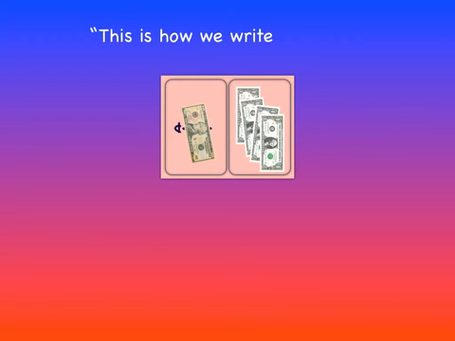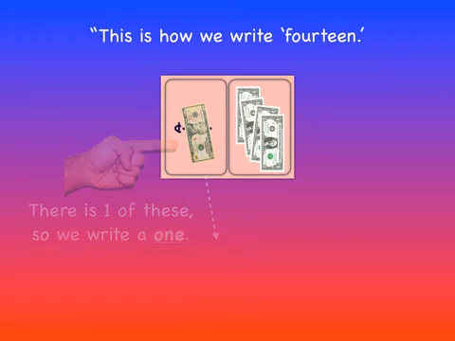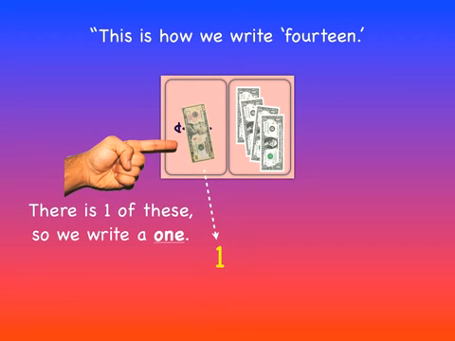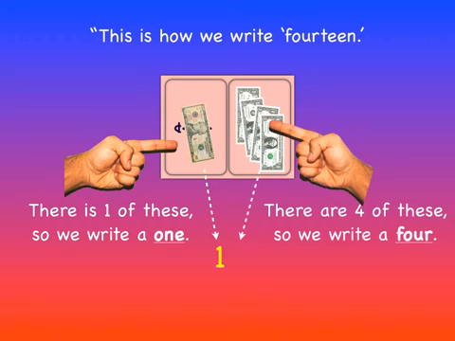This is how we write 14. There's one of these, so we write a 1. There are 4 of these, so we write a 4. 14.